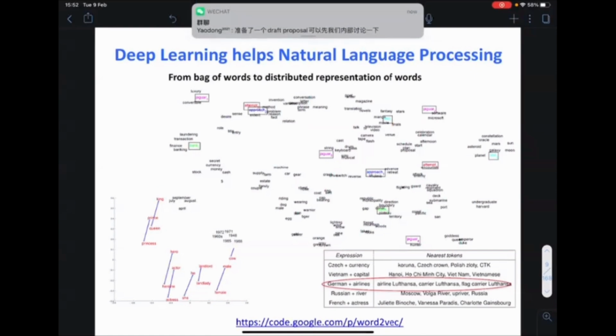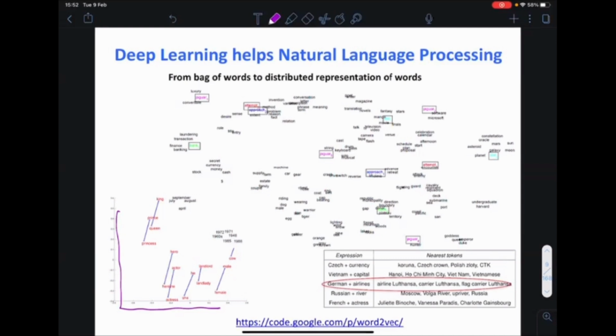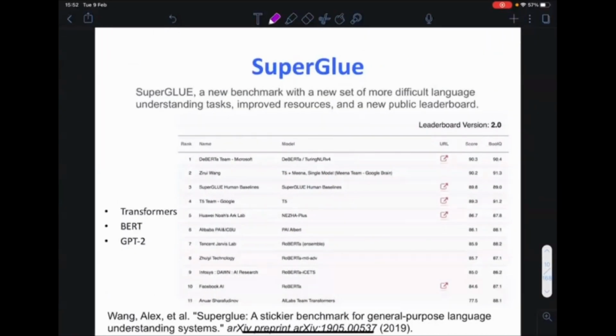If you plot that in this high dimensional space, in this case using a low dimension projection into 2D, as long as you have this vectorized representation, you can find there's a semantic meaning behind it. And again, if you're looking at the latest result, copy pasted this morning from this SuperGLUE benchmark, which benchmarks a lot of language related tasks.